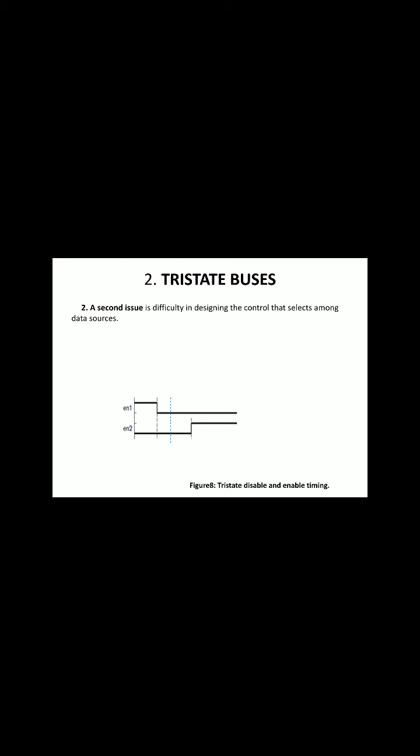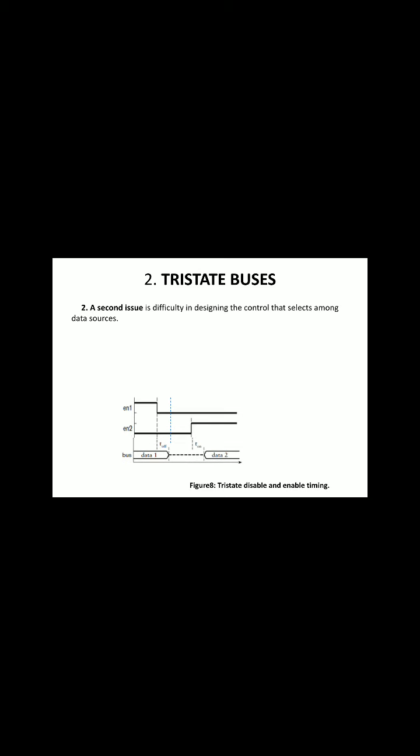You can see enable 1 is high at the beginning, and enable 2 is high after some time. There's a time difference between enable 1 and enable 2. You can see that enable 1 and enable 2 are both in logic 0 state for some duration. In that duration we cannot get a proper output, meaning the circuits will remain in a high impedance state for that duration.